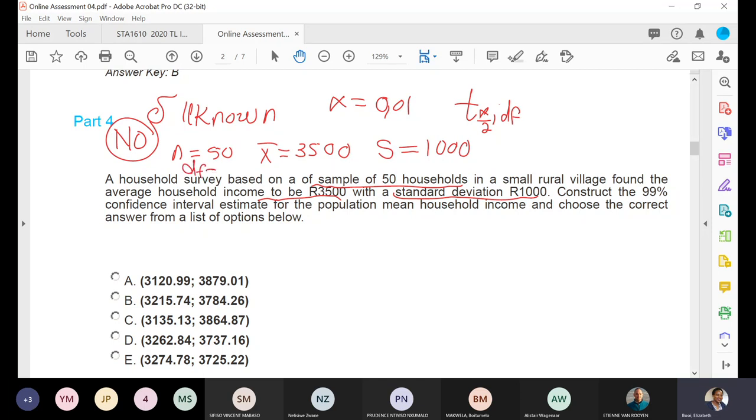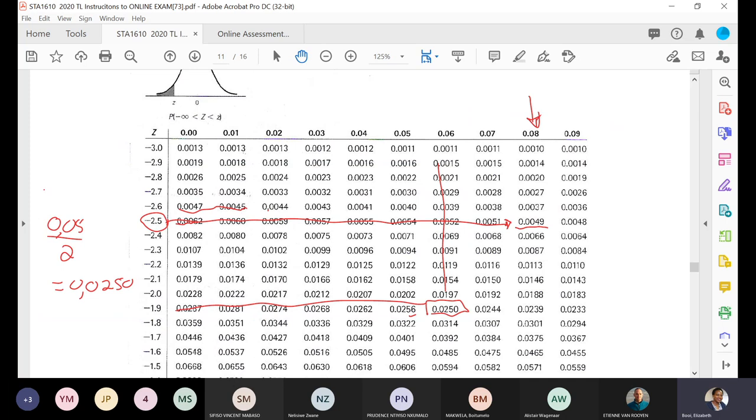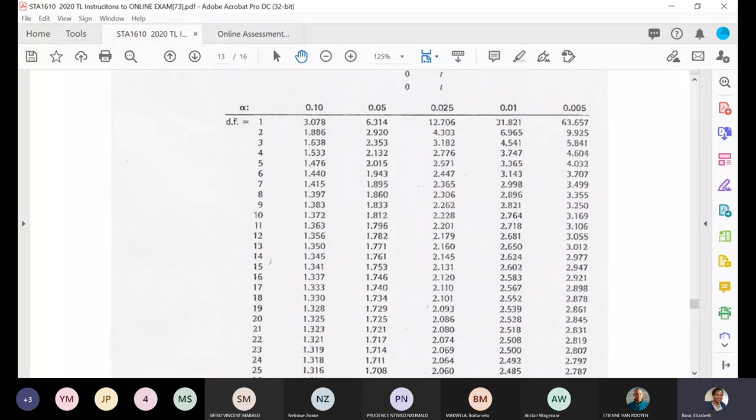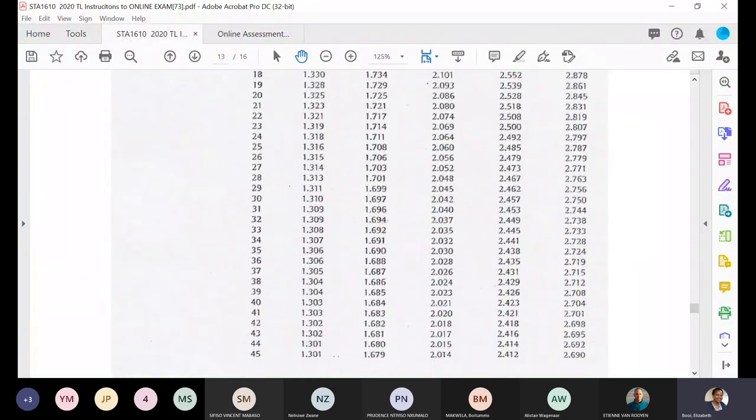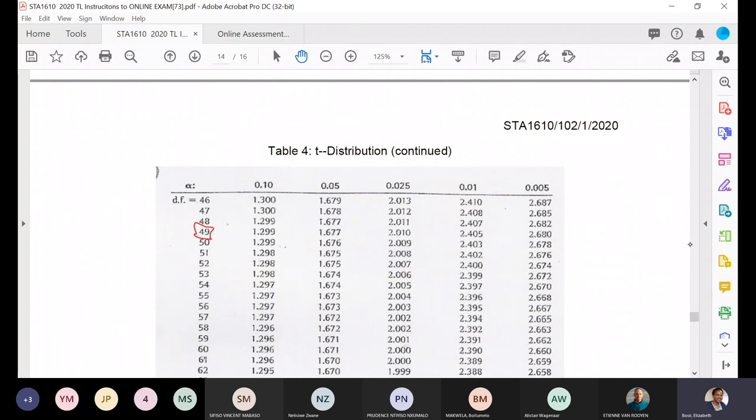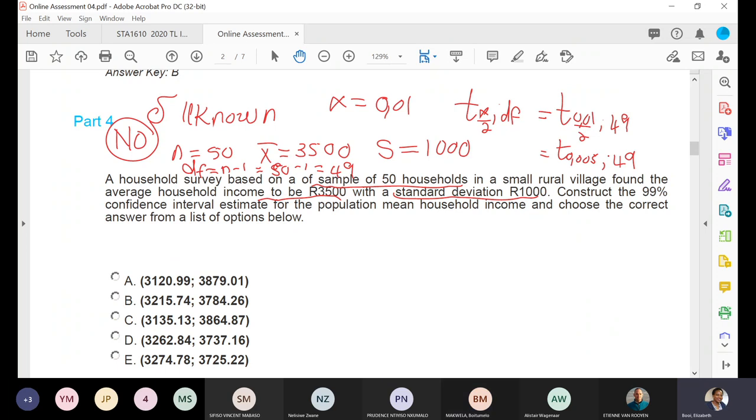We know that the degrees of freedom is N minus 1, which is 50 minus 1, which equals 49. So here we'll have T of 0.01 divided by 2 and 49. We need to go to the T table to find T of 0.005 and 49. 0.005 is the last column. T of 49 degrees of freedom is 2.680.